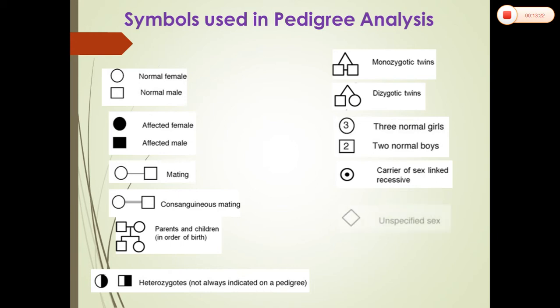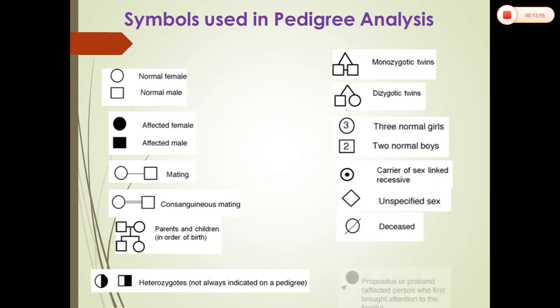Okay. Now next one. If the sex is unidentified, usually before birth, if the sex of the offspring is not identified, then it is drawn in the form of a diamond shaped symbol. Okay. Then a particular individual, if deceased, either male or female. If a female is deceased, then it is shown by a line crossing through the circle. If a male is deceased, then a line passing through the square.